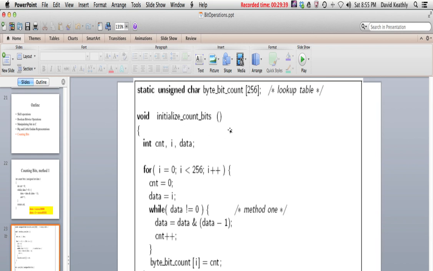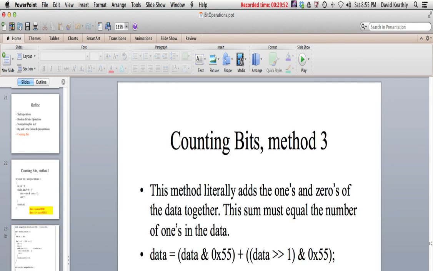So we initialize the counting bits. So there's using the first method. And here, basically by converting the individual values to bytes, we could count how many bits were on there. We could actually add the 1s and 0s together and this sum would equal the number of ones in the data. And there's an example of doing that here.